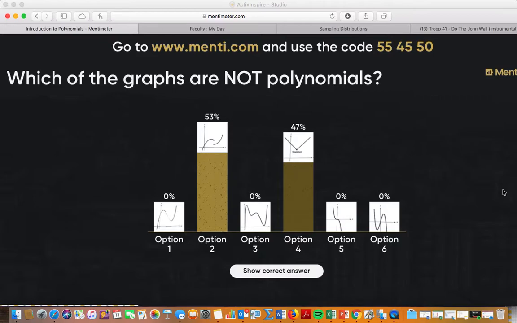Does anyone know what degree of this polynomial option 6 is, or what the equation would be? I've got 4 tickets for you. Third. X to the what? Third. Why? Olivia, do you know what other ones would be x to the third? X to the third. Other options?